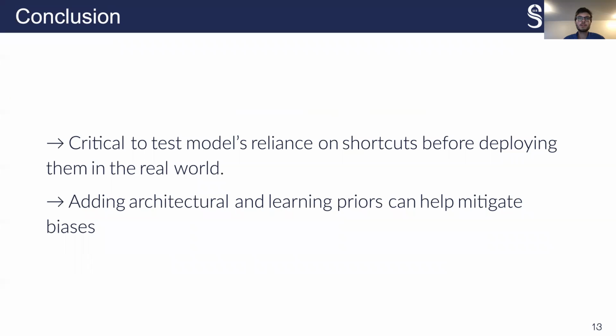To conclude, it's critical to test models' reliance on shortcuts before deploying them in the real world. And we showed that adding architectural and learning priors can help mitigate biases. Thank you for listening, and you can find more experiments in our paper.